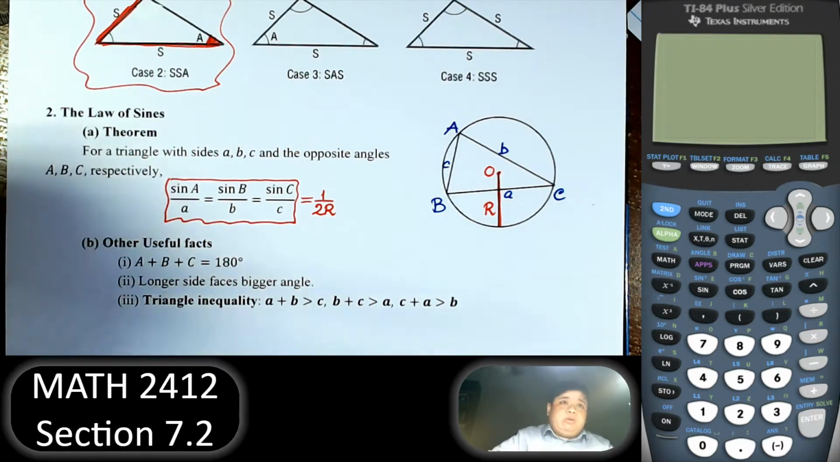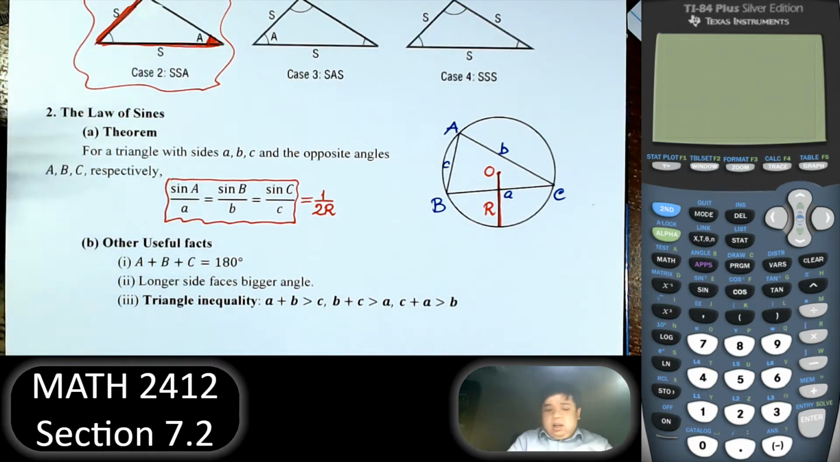Now, the other useful fact about triangles: all the angles add up to 180 degrees. We already know that, and this will come in handy as well. The longer side faces the bigger angle.